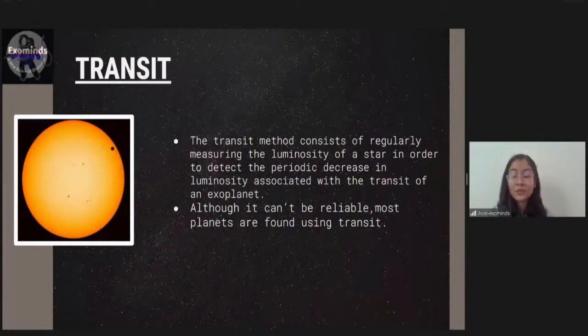It is also more of a luck method because of its many limitations. Some of these limitations are conditions. Suppose we need the alignment of the planet and the star, and also the orbital position of the planet. If the planet is revolving above the star, then we would not be able to see the transit of the planet.